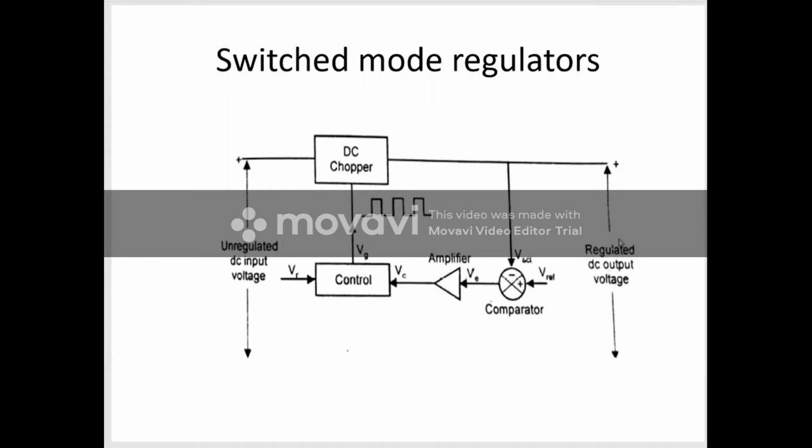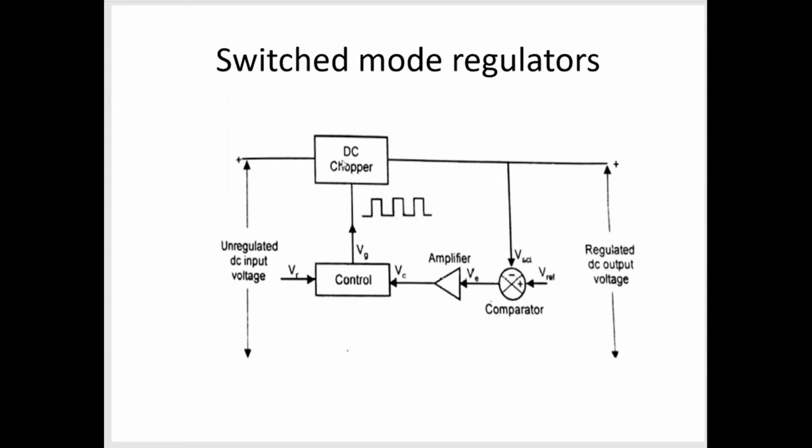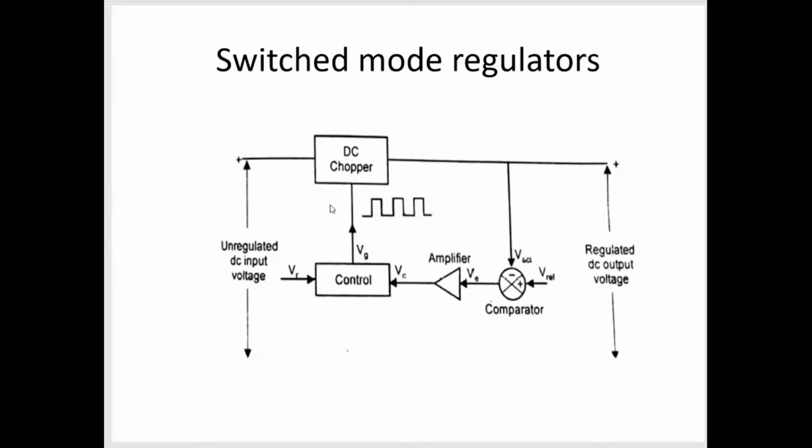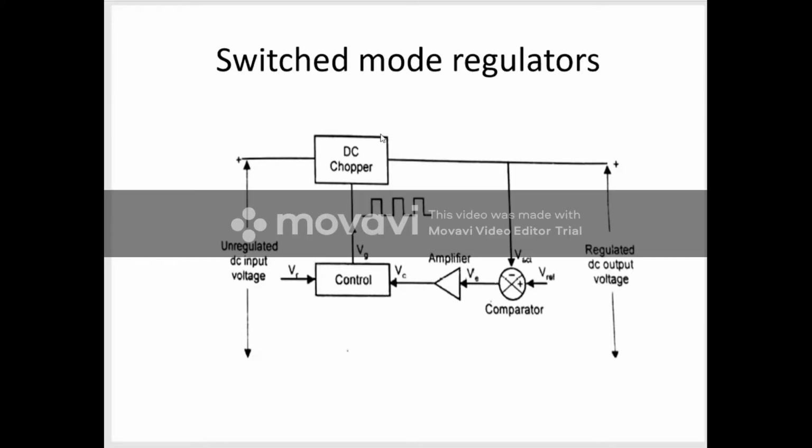Within that, what are the components we use? The first one is the DC chopper. This DC chopper is nothing but a switch. We may use a transistor, that is BJT, or a power MOSFET, or an IGBT, the insulated gate bipolar transistor. You can use any of these devices. In order to work as a switch, in the place of the DC chopper we may use either BJT, JFET, MOSFET or IGBT.